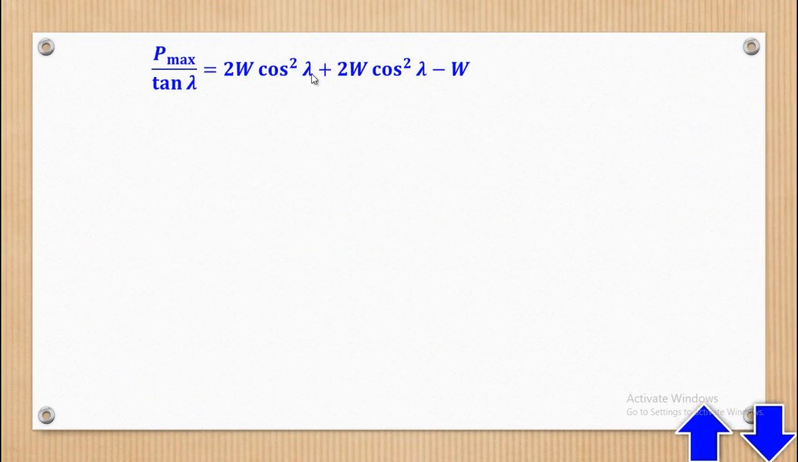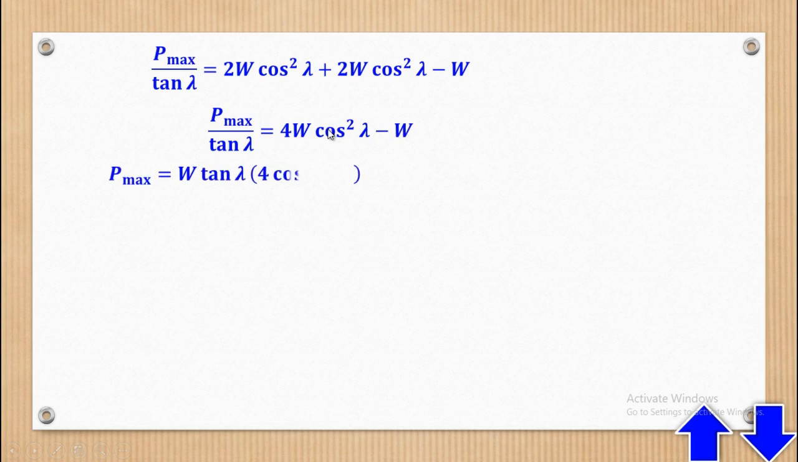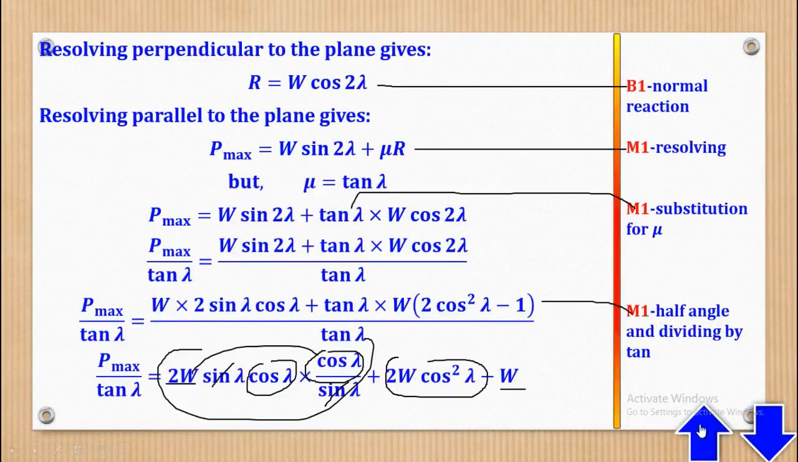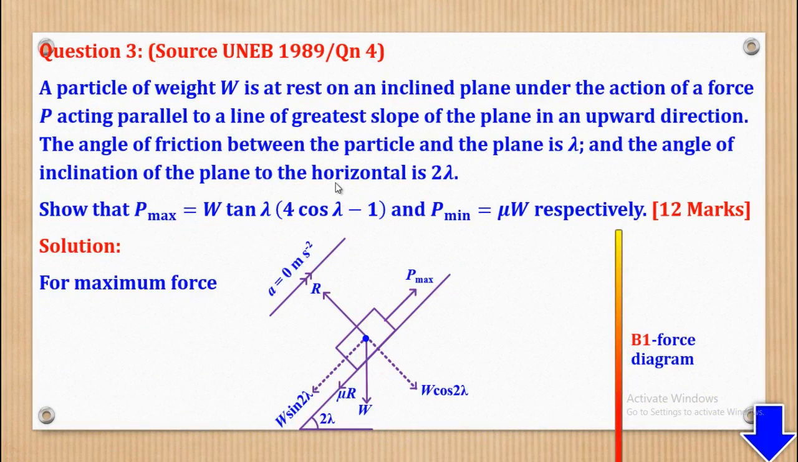So that is where this step is coming from, 2w cos squared lambda plus 2w cos squared lambda minus w. Then this and this have a common factor, so when I add the two, I'll come up with 4w cos squared lambda minus w. The next will be to cross multiply and factorize. So w is common, so when I pull it out and this term comes this side, I'll remain with, in the bracket, 4 cos lambda minus 1, and basically that is what they wanted us to prove for P max. As you can see it here. So this is the proof for P max.